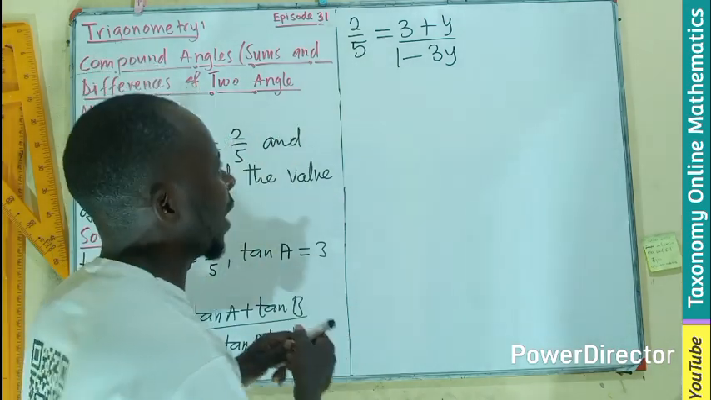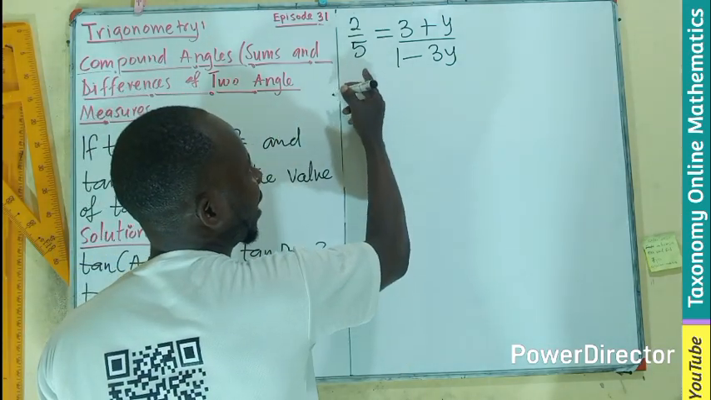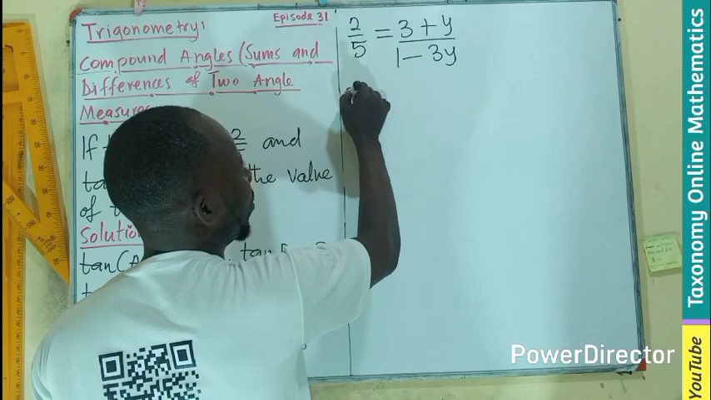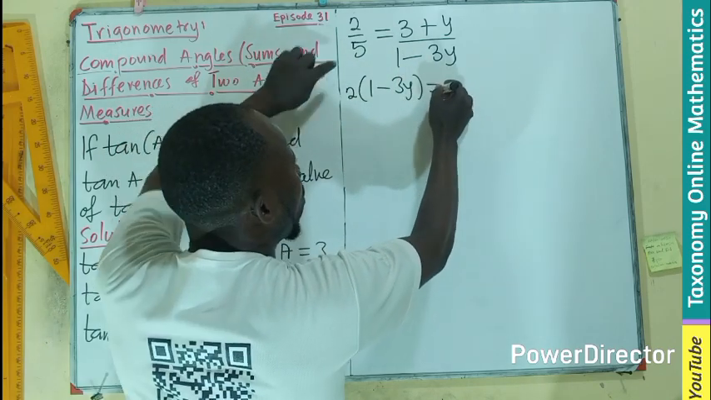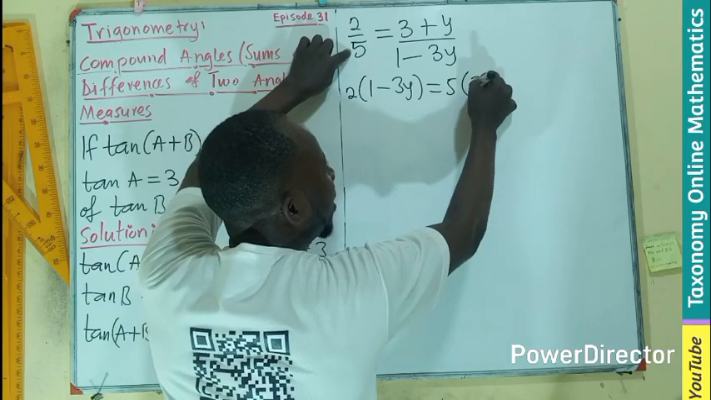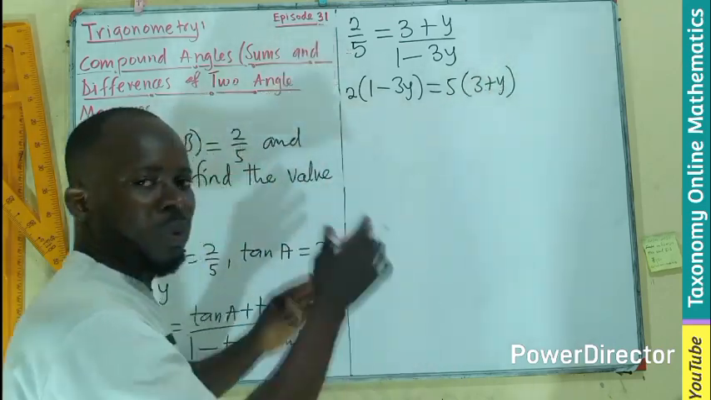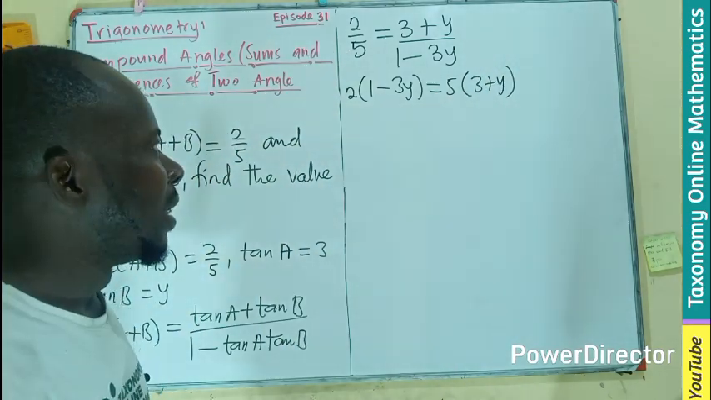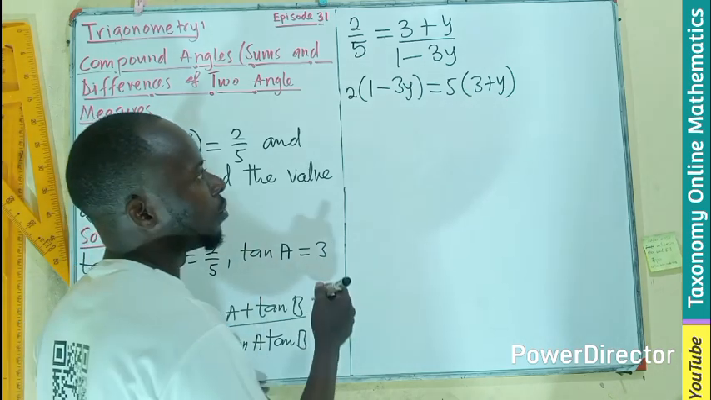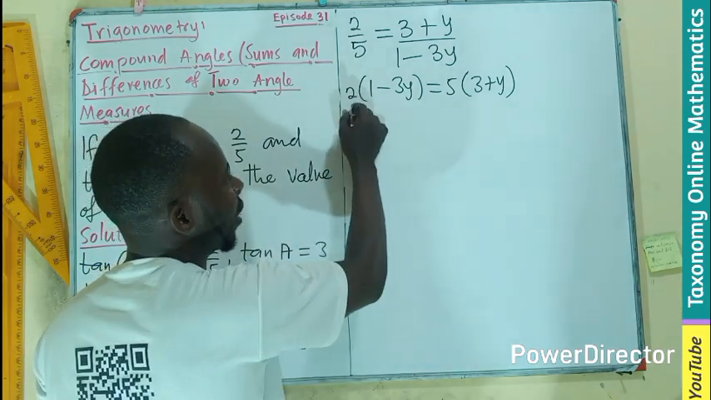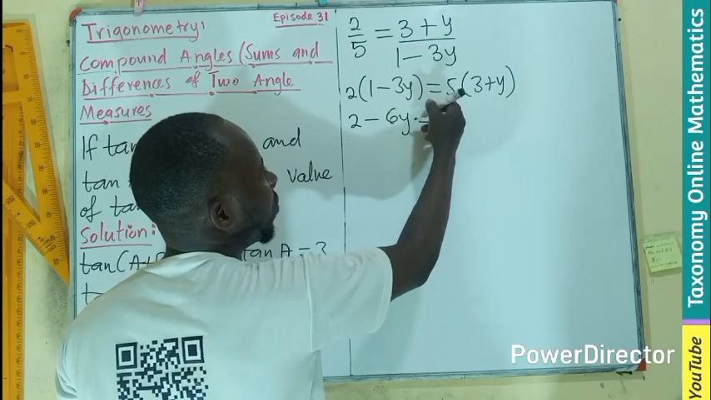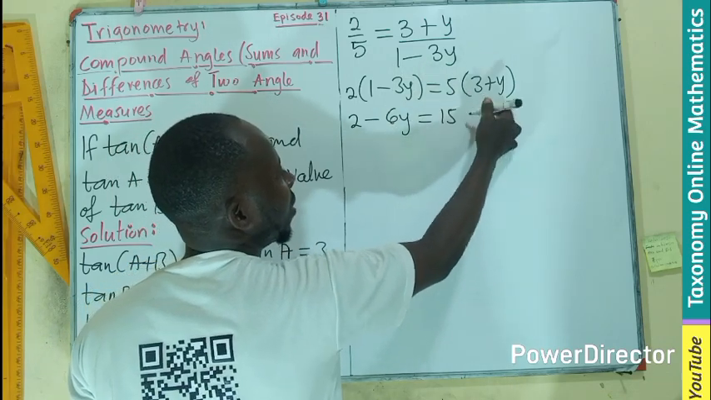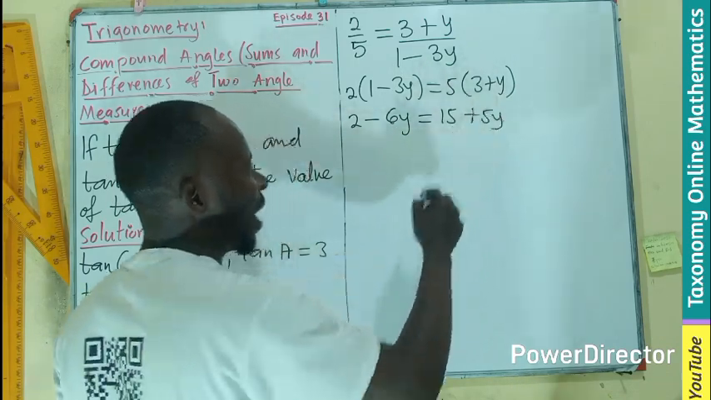We can cross multiply. So if I cross multiply, it's going to be 2 into bracket 1 minus 3y equals 5 into bracket 3 plus y. We only cross multiply. Now we can expand to free the bracket. So 2 times 1 is 2, 2 times 3y is 6y, 5 times 3 is 15, 5 times y is 5y.